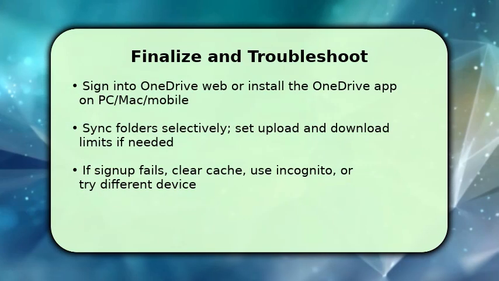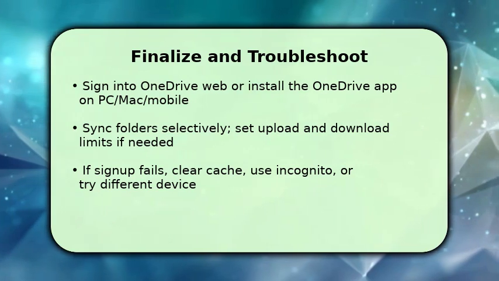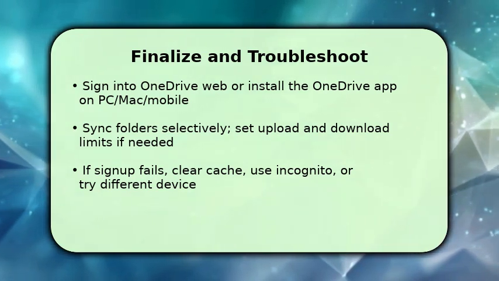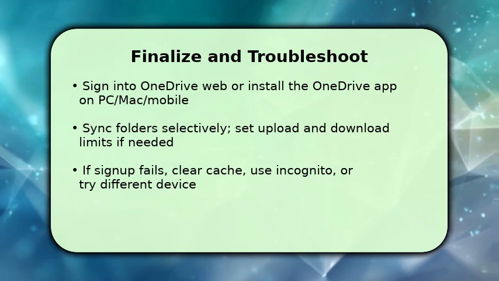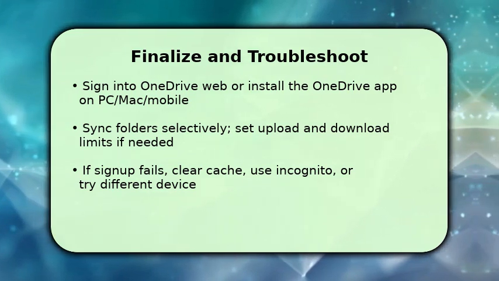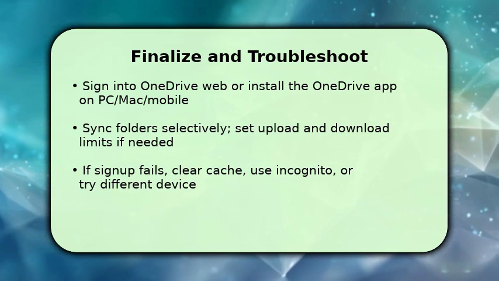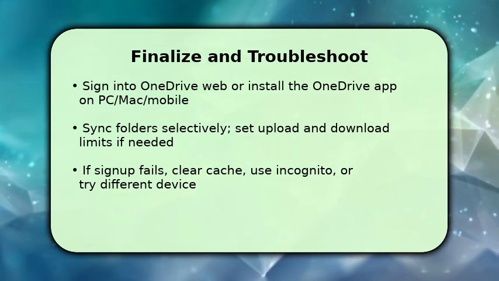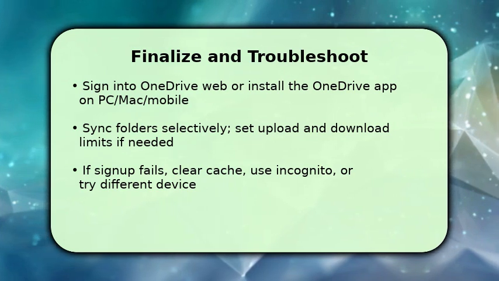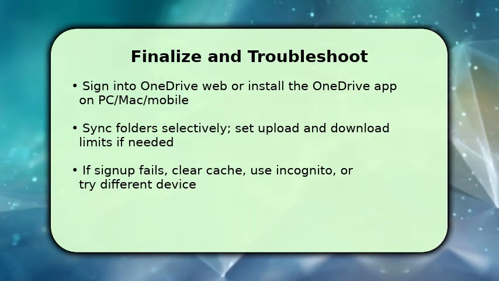To finish, sign into OneDrive via browser or install the OneDrive app on your device and sign in with the new Microsoft account. Configure sync, choose folders, set bandwidth limits, and decide automatic camera upload. Once syncing begins, check the OneDrive icon for status and confirm files appear online.